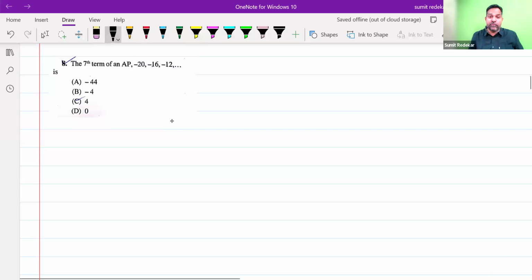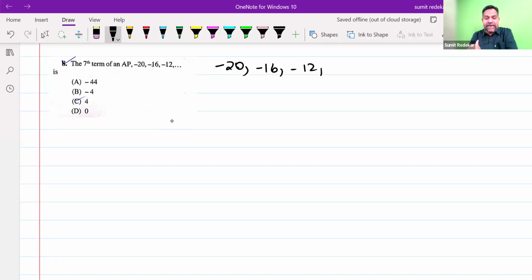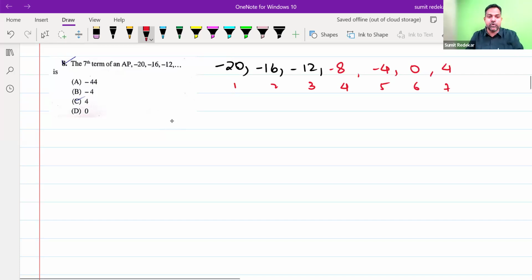The 7th term of the AP. They have told you it is an AP, and all they are asking is the 7th term. I honestly don't think it's difficult. It is an increasing progression, so you are increasing it by 4. And because you are increasing it by 4, first term, second term, third term, you want the 7th. So that's 4, 5, 6, 7. So that's going to be 12 plus another 4, which is a negative 8. Negative 8 plus another 4 is negative 4. Negative 4 plus positive 4 is 0. 0 plus 4 is another 4. The 7th term of the progression should be 4.